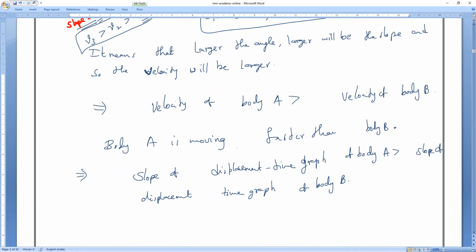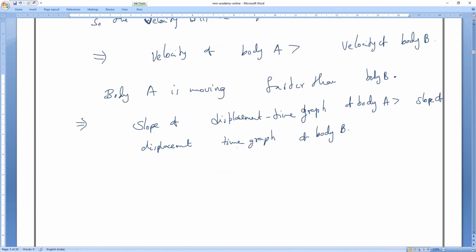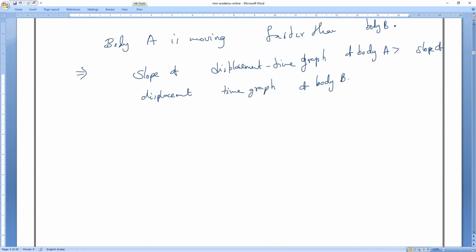Okay, please write. Now, my question to you: suppose my graph is like this. Be very careful. I am drawing a graph parallel to the time axis. Now, can you tell me what is the velocity of the body? The graph of the body is like this. What is the velocity of the body?